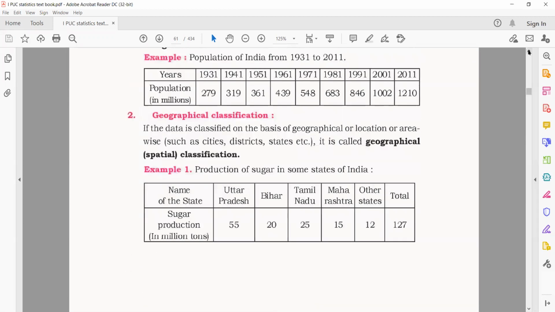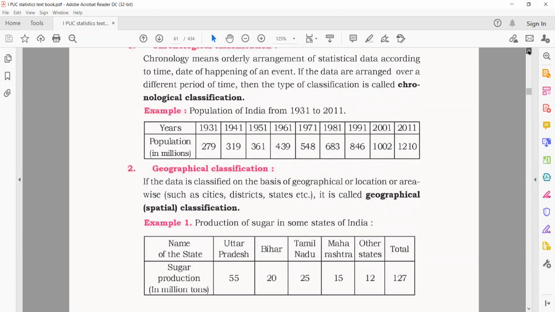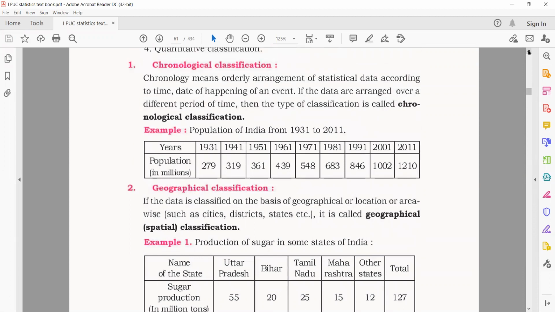I'll just take you on a tour around the various classifications here. So chronological classification, as said, is the classification based on time.